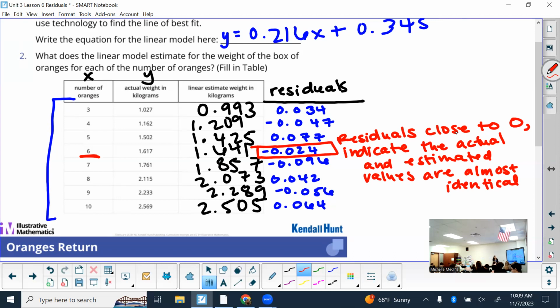Okay, so that kind of answers number 5. So number 5, you would say the 0.6, 1.617 has a residual closest to zero. And what that means about the weight of the box with that many oranges in it is that it is close to the estimate, something like that.